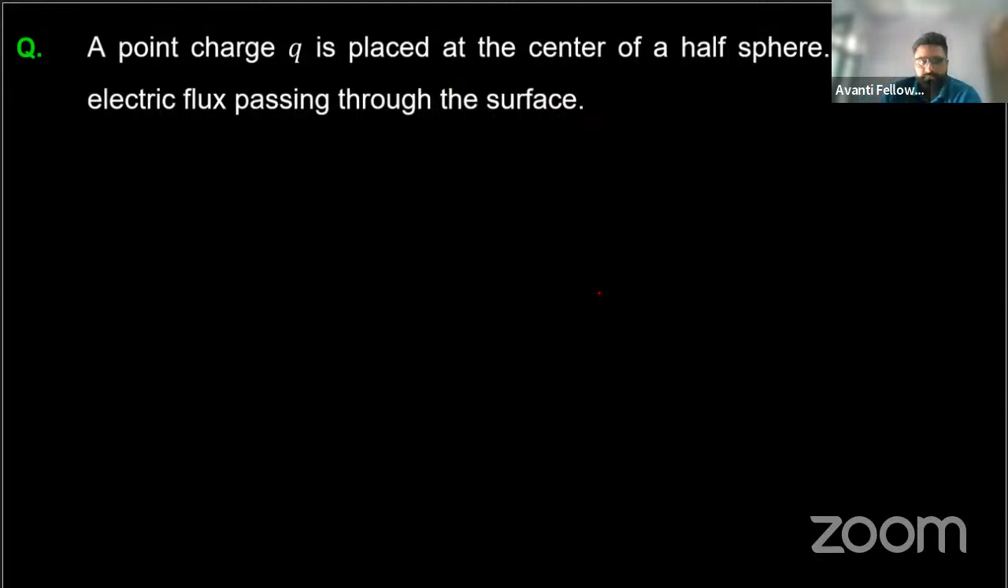Now, let us understand with the help of a question. A point charge Q is placed at the center of a half sphere. Find out the electric flux passing through the surface. So suppose this is the charge and it is a positive charge. What will the field from a positive charge be? The field lines will be radially outward.